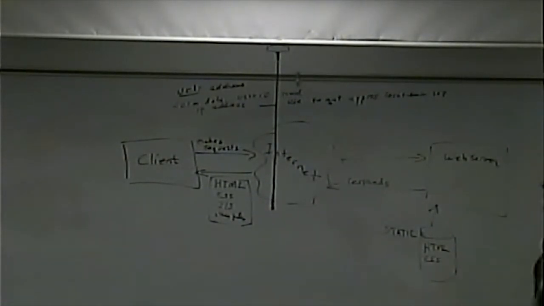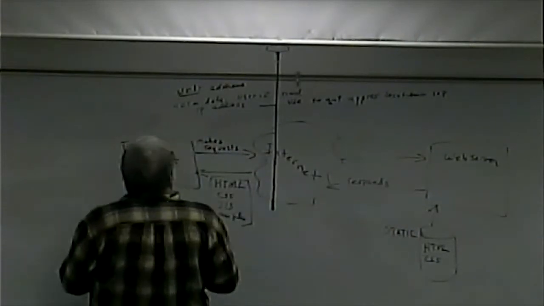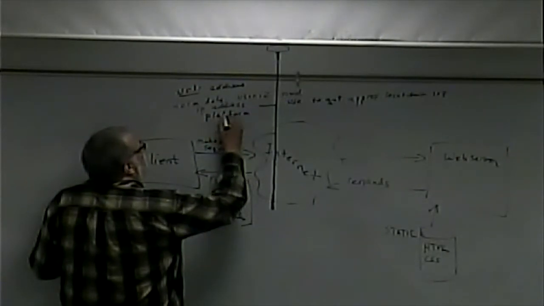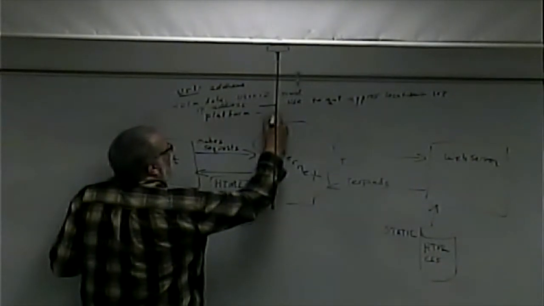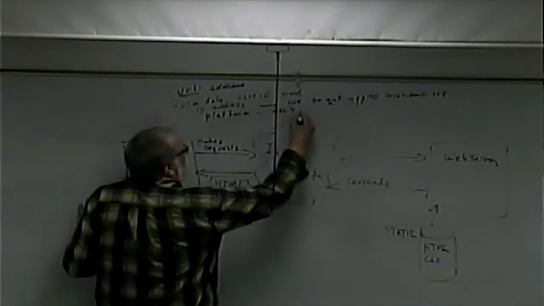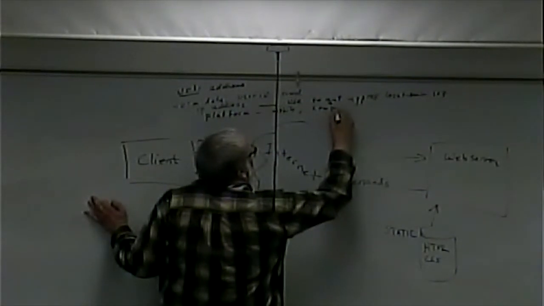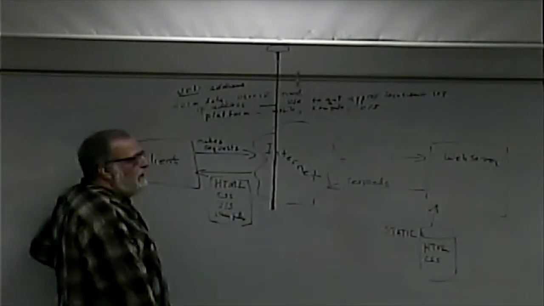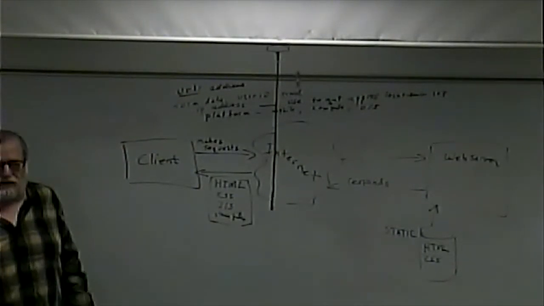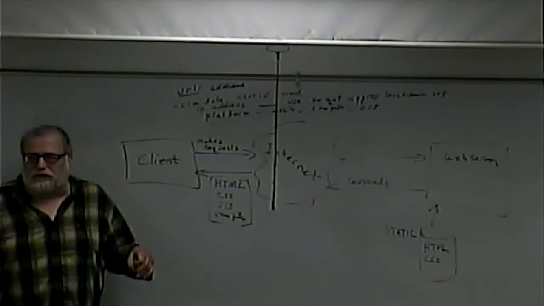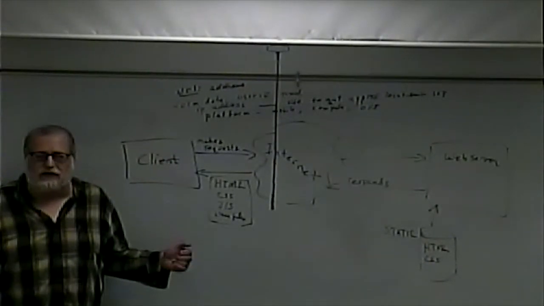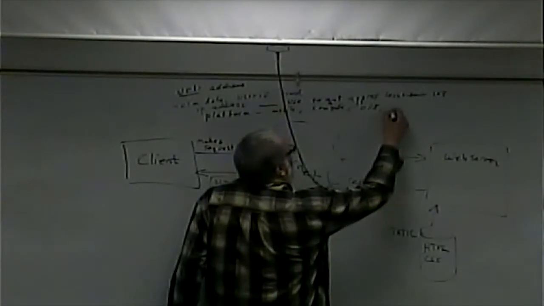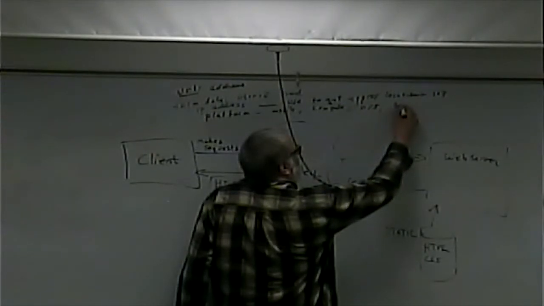So, the IP address, the user information, the platform that you're on. In other words, are you on a mobile device, a computer, the operating system? Are you on Android, iOS, Windows, OS X for Macintosh, or whatever? And other information, the kind of browser you're using.